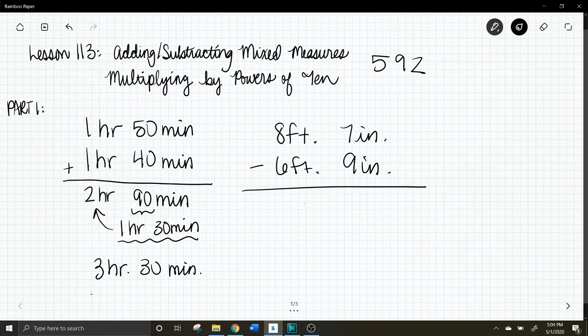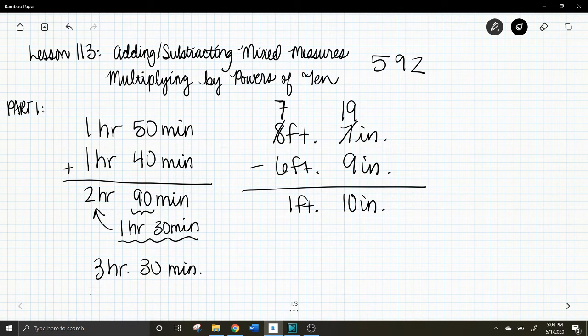Okay, so once again, we're going to work with our column on the right first, 7 inches minus 9 inches. Right away, you can tell we can't do 7 minus 9. So what we'll do is we'll borrow from the feet column. So we're going to take 1 foot away, and we're going to add it to the inch column. So we're going to add 12 inches, because remember, 12 inches equals a foot. Okay, so now we can do our subtraction appropriately. 19 inches minus 9 inches is 10 inches. 7 feet minus 6 feet is 1 foot. So he could jump 1 foot 10 inches. Not fantastic, but you know, maybe he's training.